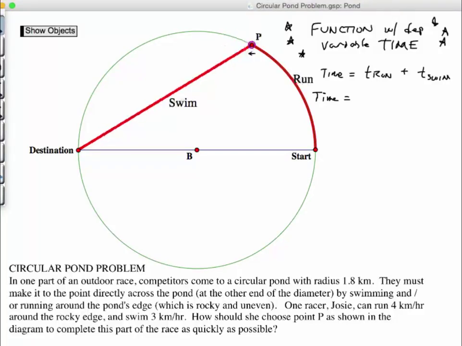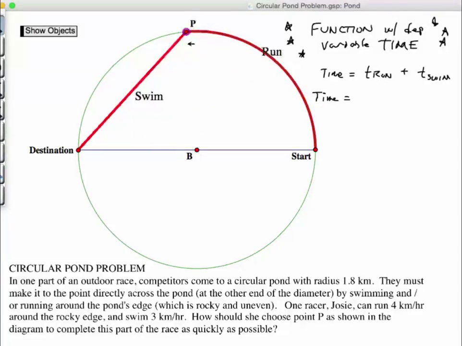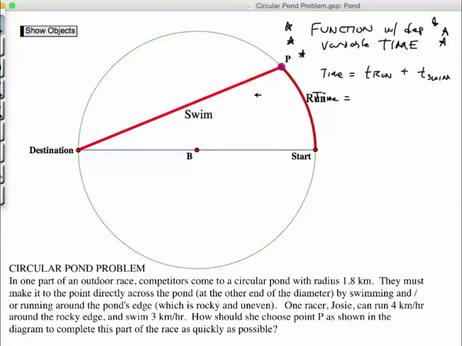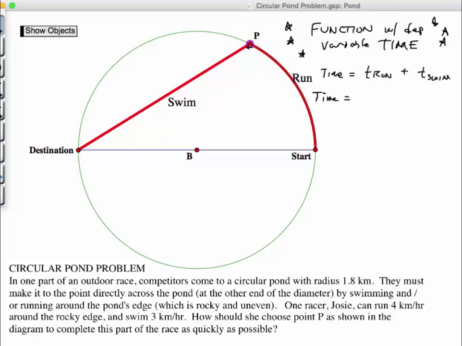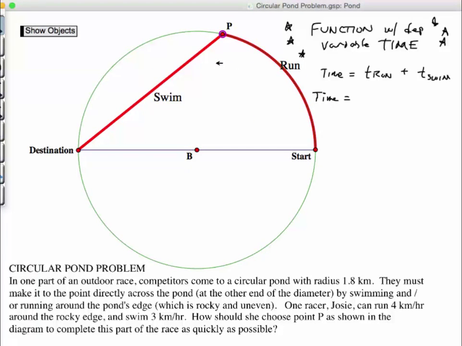How far is she running? No. Do you see the red? The red is where she's running and swimming. Do you see? She's gonna run part of it and swim the other part. So she's gonna stay on this red path. So she's not running halfway around the circle. How long will it take her to do her running part?